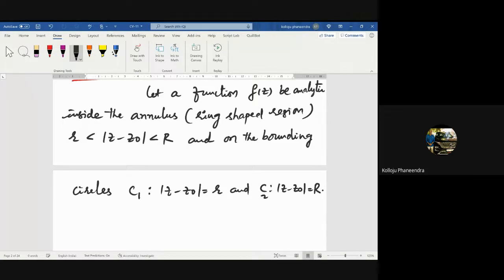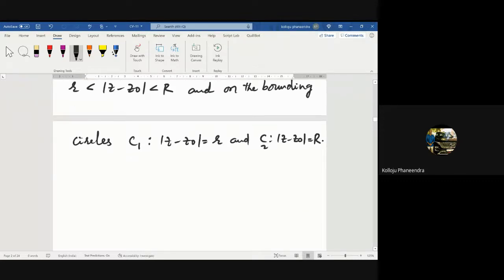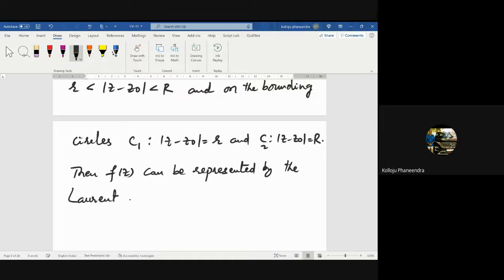The first assumption is that the function f of z is analytic in a ring shaped region bounded by two concentric circles having center at z naught with radii small r and capital R, and on the bounding circles also. Then f of z can be represented by the Laurent series. Now this is different, Taylor series is over.